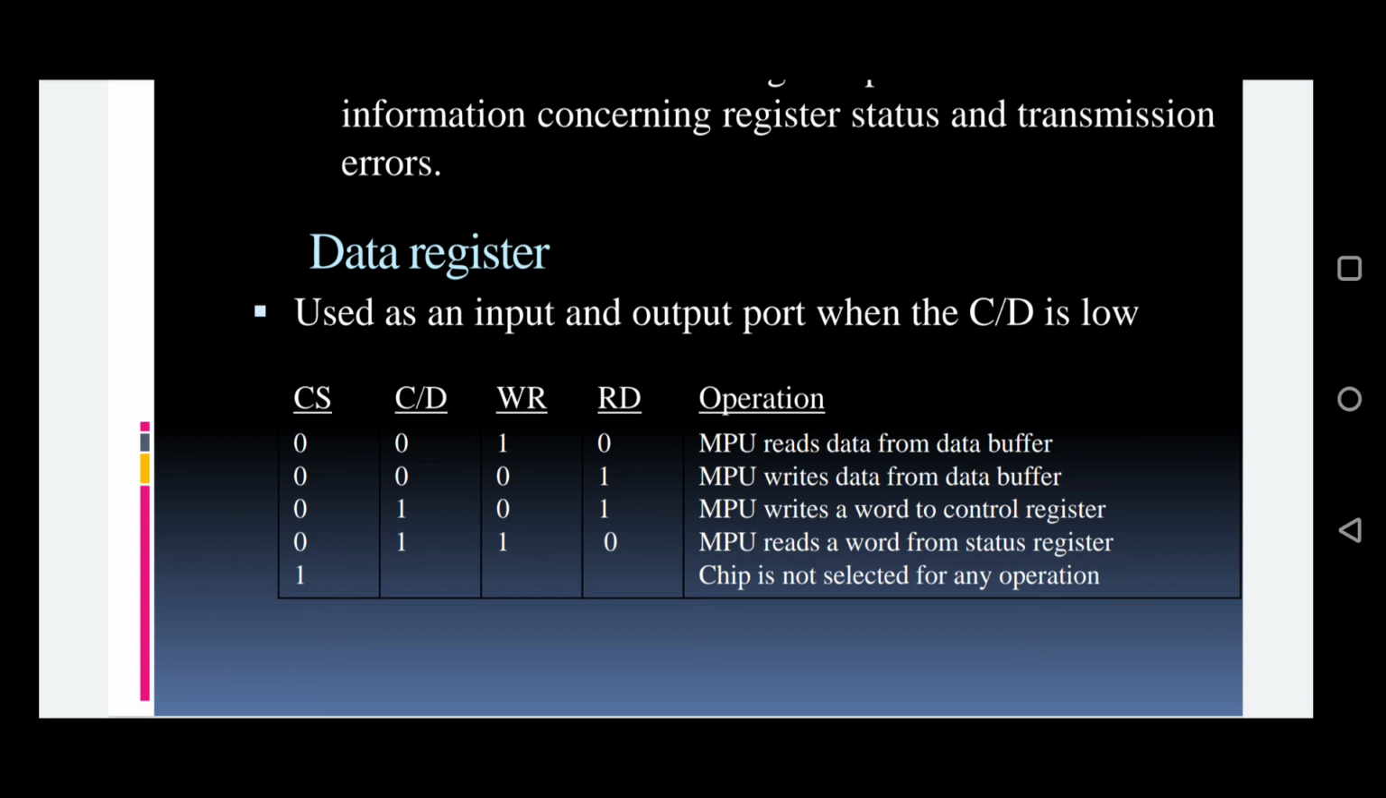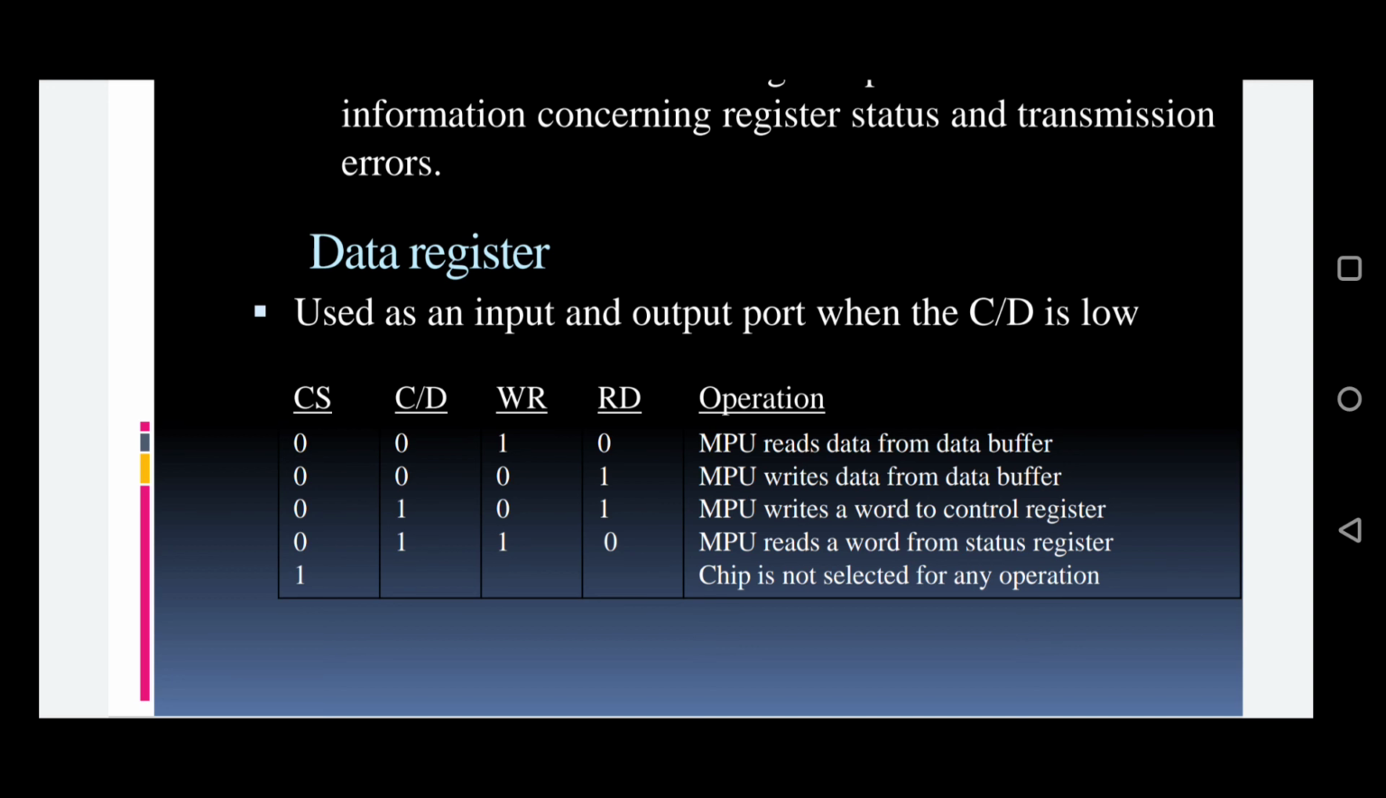Third condition: CS is 0, C/D is 1, write is 0 and read is 1. Here the same writing operation is done, but C/D is 1, so this pin is high. When the C/D pin is high, the command or status word will be accessed. So the microprocessor writes a word to the control register. That is the important point.